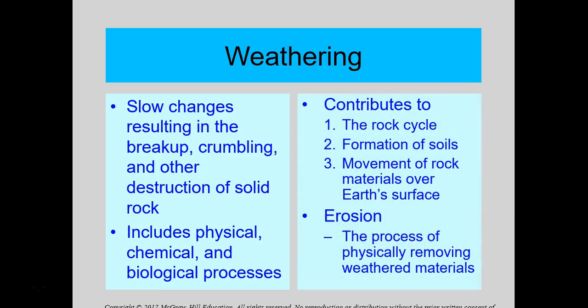Weathering contributes to the rock cycle. It breaks rocks up and allows them to move to other places, which can then change their conditions and change what happens to the rocks. It also allows for sedimentary rocks to form. It leads to the formation of soils, because this is how things are broken up from rocks and other biological and chemical elements. It allows for the movement of rock materials over Earth's surface. If rock is broken apart, it's much smaller, it's easier to move, and so it can move across the surface.